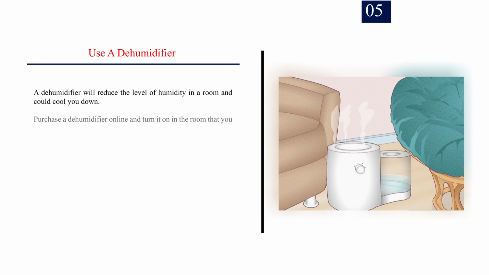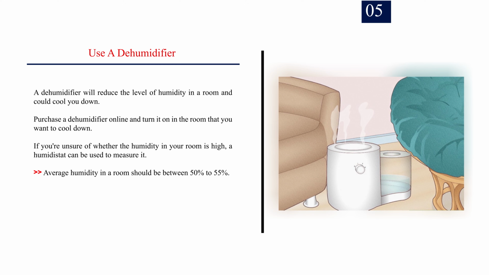Number 5. Use a dehumidifier. A dehumidifier will reduce the level of humidity in a room and could cool you down. Purchase a dehumidifier online and turn it on in the room that you want to cool down. If you're unsure of whether the humidity in your room is high, a humidistat can be used to measure it. Average humidity in a room should be between 50% to 55%.